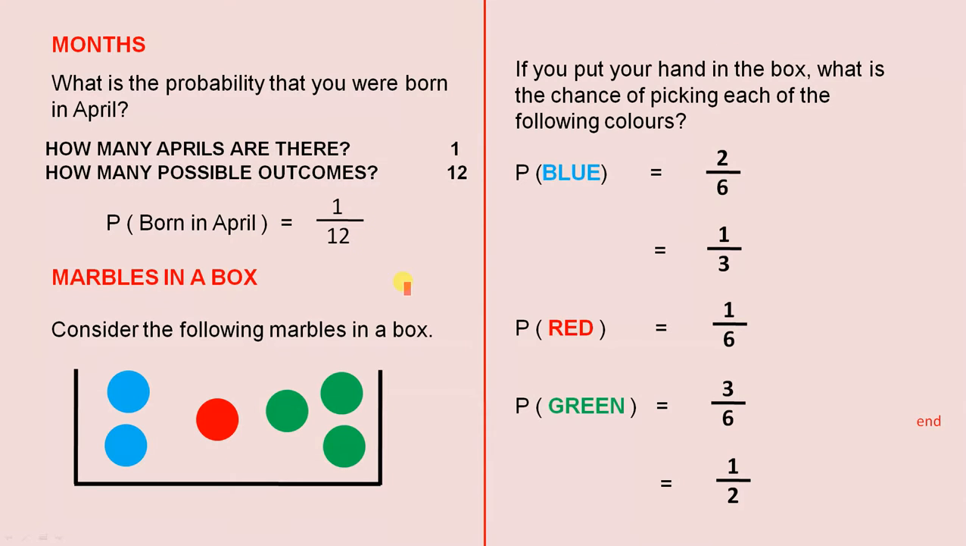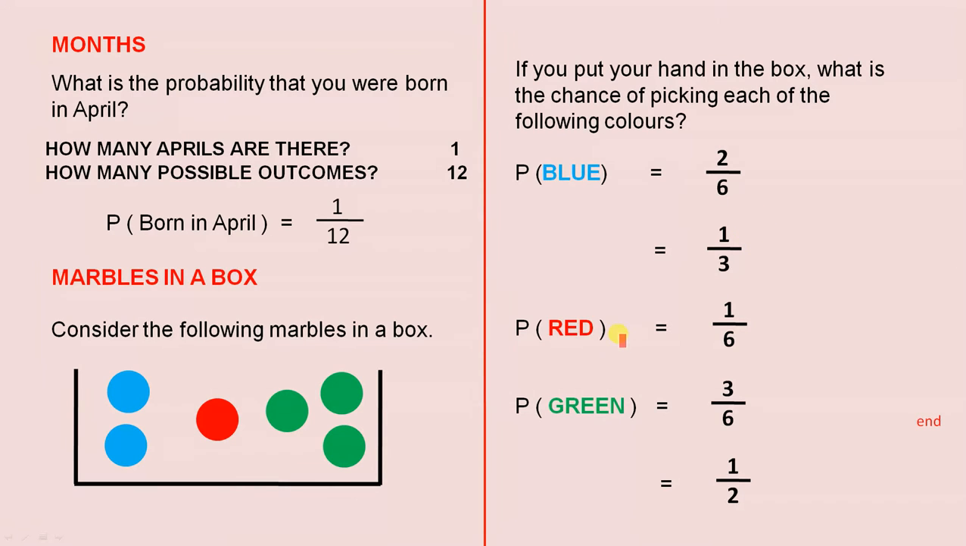Now this is a very interesting and enjoyable puzzle with marbles in a box. So consider the following marbles in a box. 2 blue, 1 red, 3 green. If you put your hand in the box, what is the chance of picking each of the following colours? The probability of picking a blue. How many blues are there? 2. How many marbles altogether? 6. So the probability of picking a blue is 2 over 6. And when you cancel that down, that's 1/3.